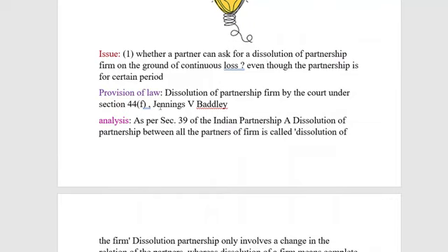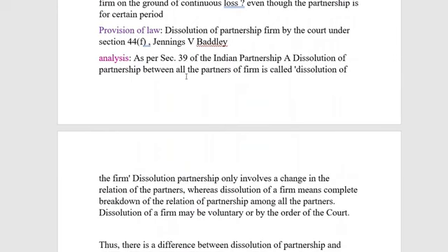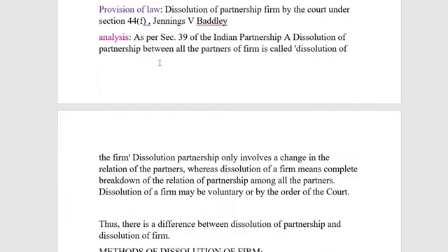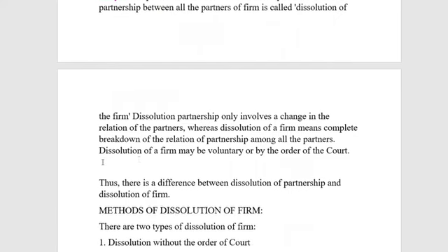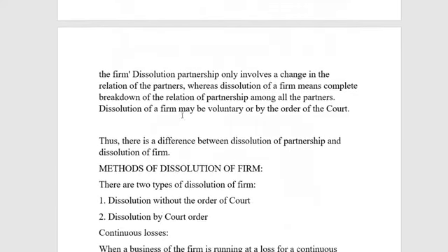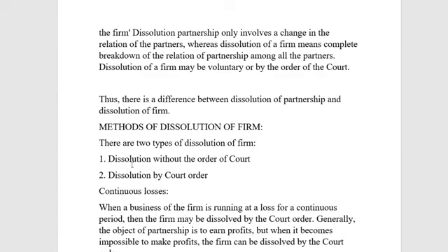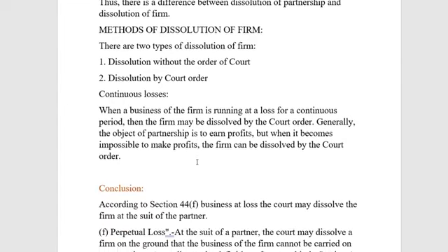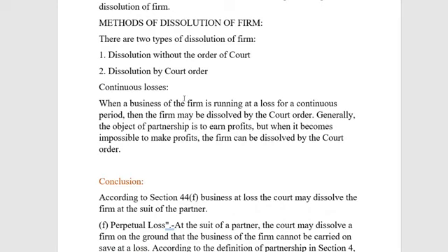The applying case law is Jennings versus Badley. You can refer to this case law also. The analysis is that you can write all these things as per Section 39: a dissolution of partnership between all the partners of the firm is called a dissolution of the firm. So here we can write the methods of dissolution of firm: dissolution without the order of the court and dissolution by the court order. Here the relevant aspect is continuous losses.